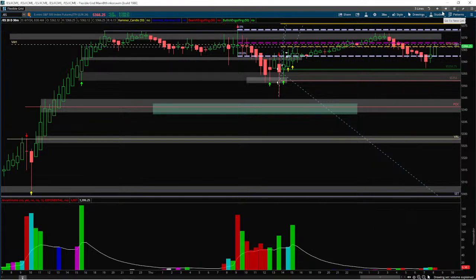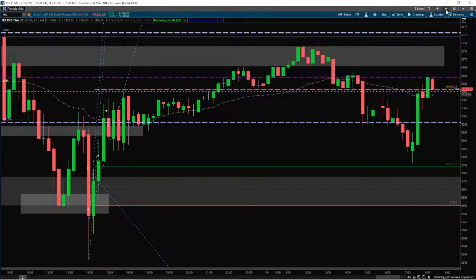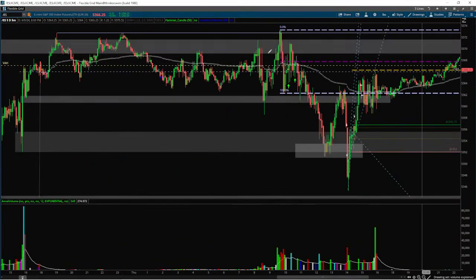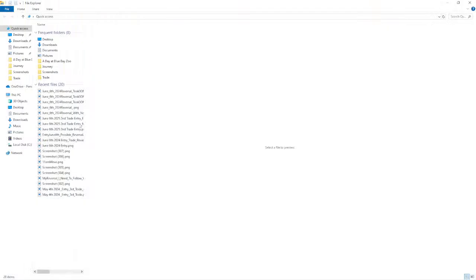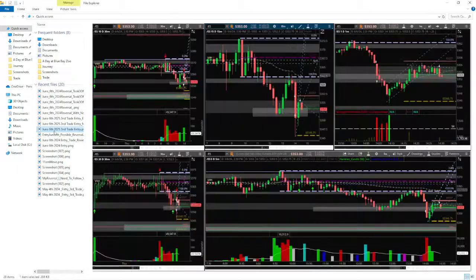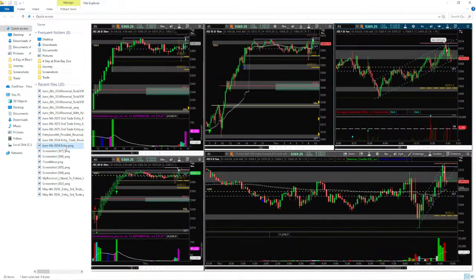So about 5 to 10 minutes into the market open, I took a short. Let me try to find that area. If we go into the 1 minute, actually I have a screenshot. Let's just do that, save some time. What is that? Second trade. There it is. Okay. All right.